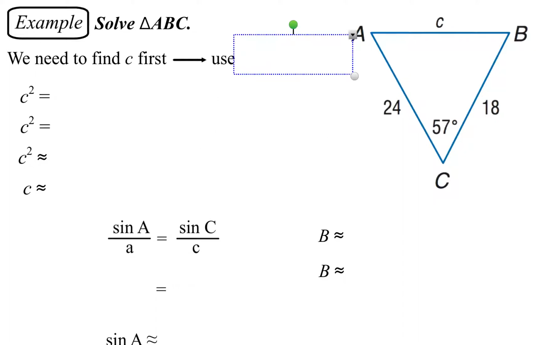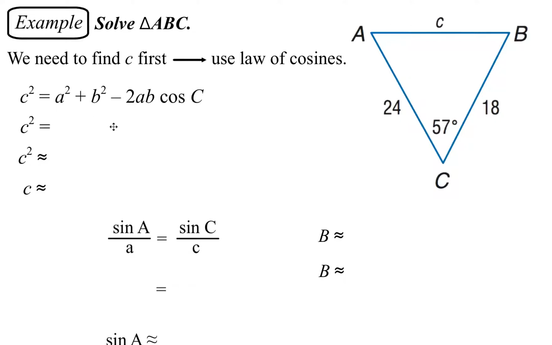Oh, and that didn't show up there, so I'm just going to delete that. There we go. Use law of cosines. So our law of cosines says this side squared is equal to the sum of these two squared, minus twice the product times the cosine of the angle between them. So now let's plug in the stuff we know. So side a right here is 18, side b is 24.